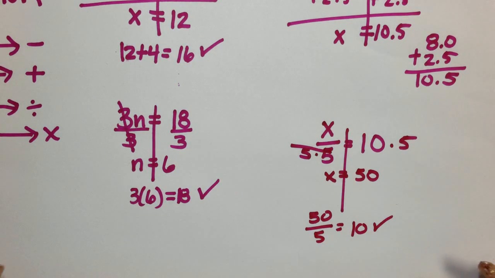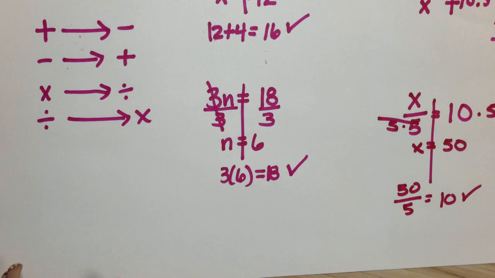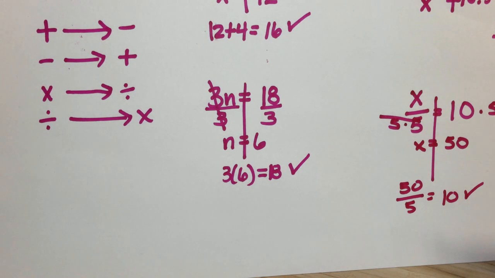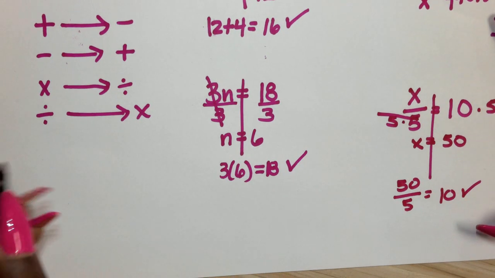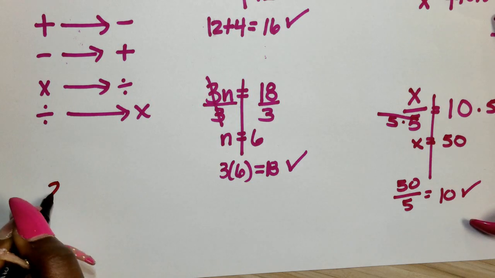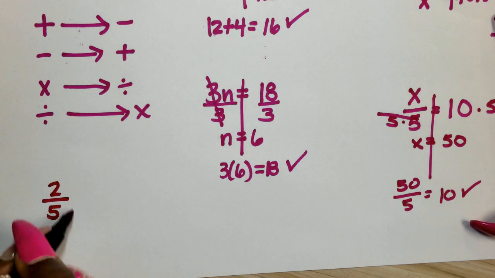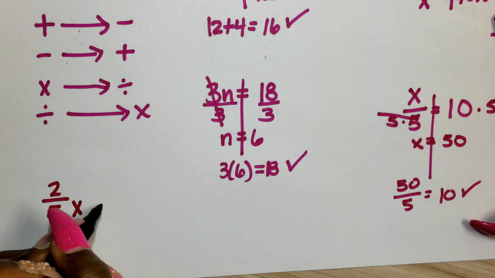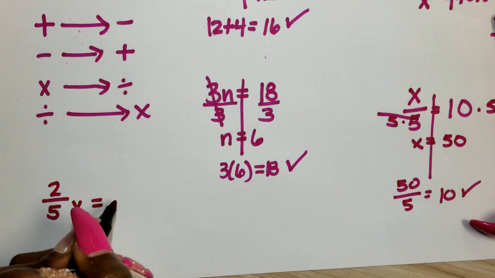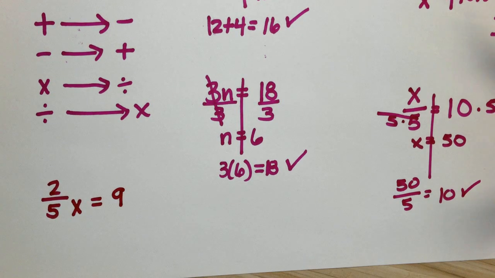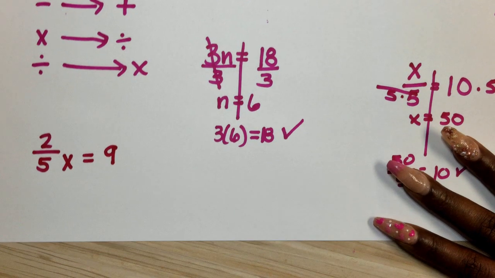Let's try one more before we go. And again, I will leave you some practice problems in Schoology for you to practice on your own. Let's do one more. Let's do one with a fraction this time. So I know that, let's say, 2/5 times x is equal to, let's say, 9. And again, I'm just making up something, so let's see how it goes.